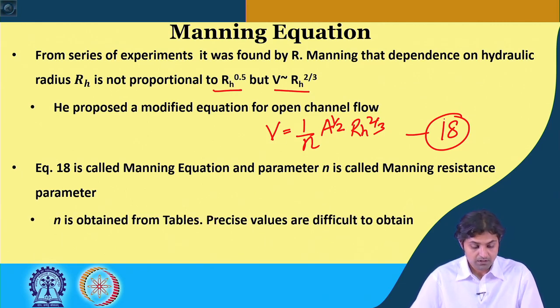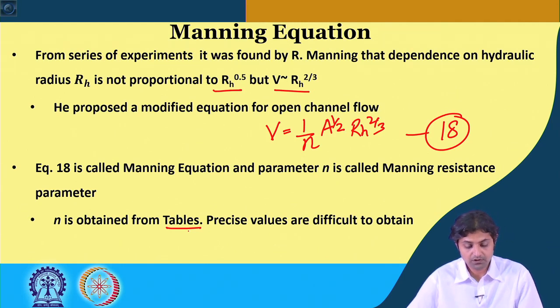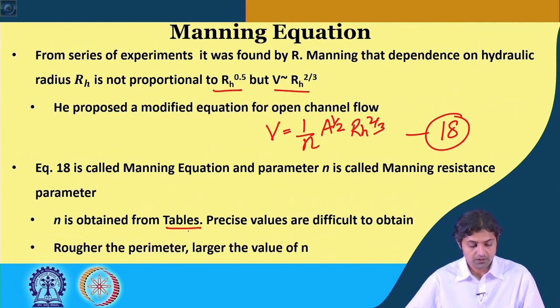Okay. N is generally obtained from the table, which I will show you. The precise value of it is very difficult to obtain. So, we generally use tables for finding those values of n. In your case, those values of n will be very standard or will be given to you at the time of the questions. So, an important thing to note is the rougher the perimeter is, the larger the value of n will be.